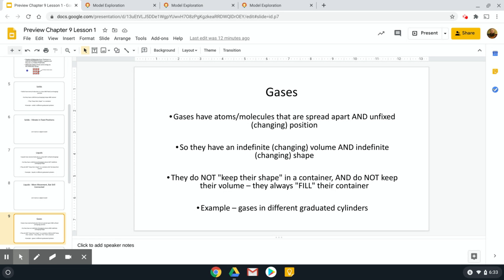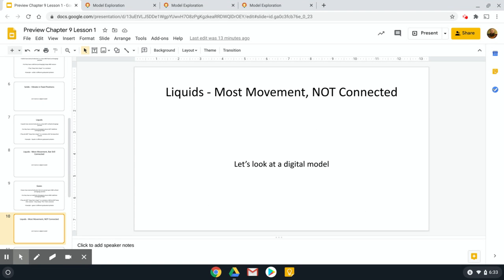They don't keep their shape in a container and they do not keep their volume. They always assume the volume of their container. If you could pour gas from one cylinder to another, which can actually be done under the right circumstances, they would take the shape of their new container.